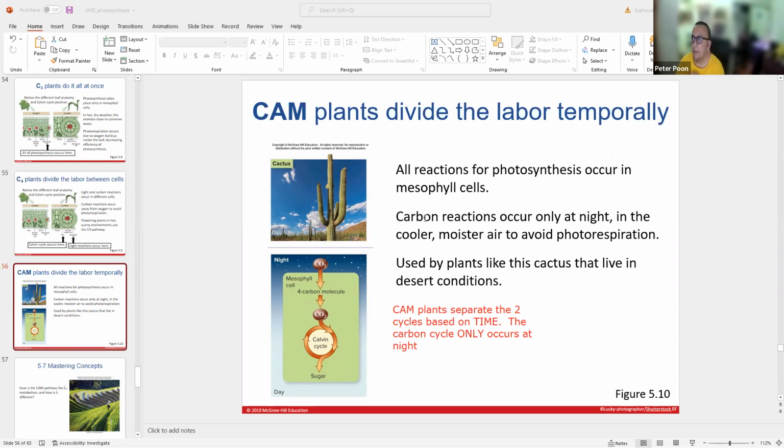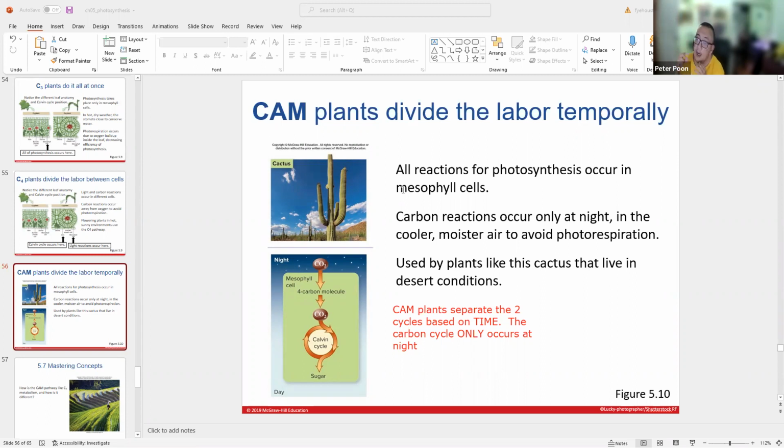So all reactions for photosynthesis occur in mesophyll cells, but it does it in two separate stages. During the day, when it's hot and there's a lot of light, it uses the light for the light reactions. So you build up a whole bunch of ATP and a whole bunch of NADPH, but you do not do anything in terms of the carbon cycle.